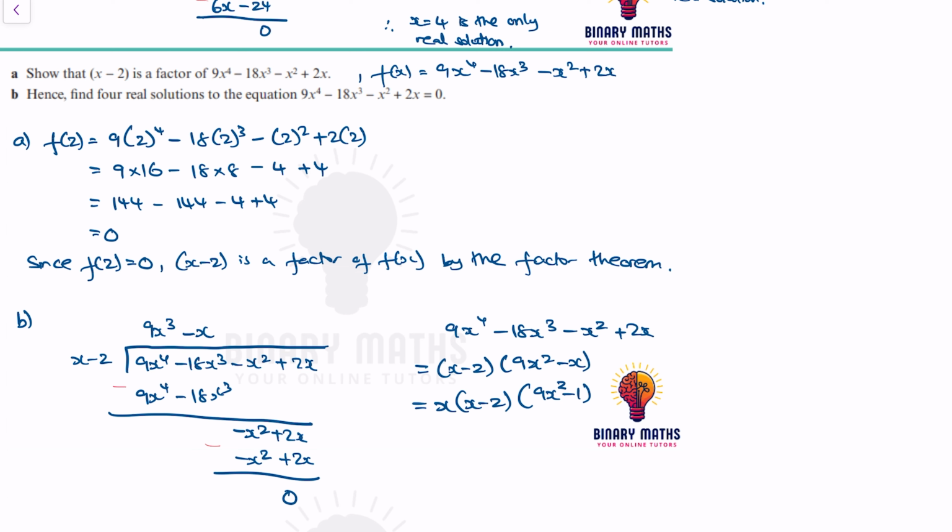9x cubed, yeah, sorry. 9x cubed, let's write that properly. So I factorize the x out. 9x squared take away 1 is a difference of 2 squares. So I factorize that to 3x minus 1 times 3x plus 1. So once that is factorized, the solutions are x equals 0, x equals 2, x is equal to a third, and x is equal to minus a third. So that would be it.